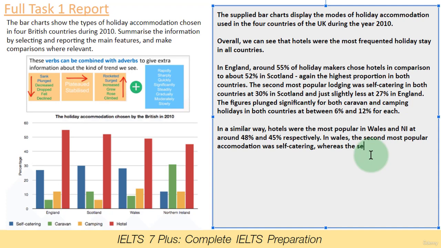the second most favoured choice, I'm using paraphrasing here, I don't want to say second most popular again, the second most favoured choice in Northern Ireland was caravan trips. So I haven't given the percentage here. I could do, in Wales, the second most popular accommodation was self-catering. You know what? I will with brackets, and I'm going to say here 28%.